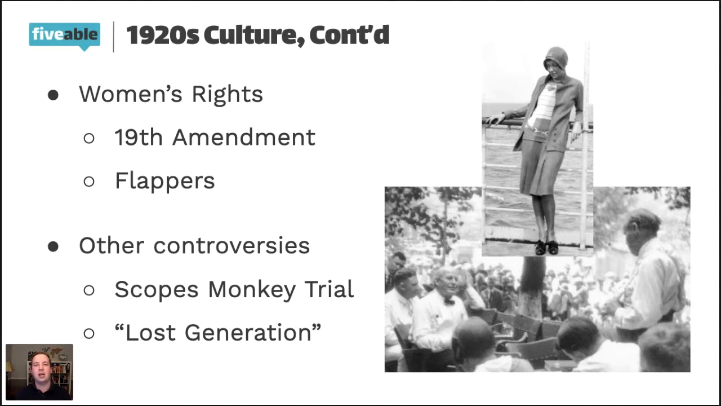And so jazz was not good. It was associated with interracial sex and drinking and smoking and dancing, and they didn't like any of those things. Yeah, Ella, the 1920s is definitely the controversial age.